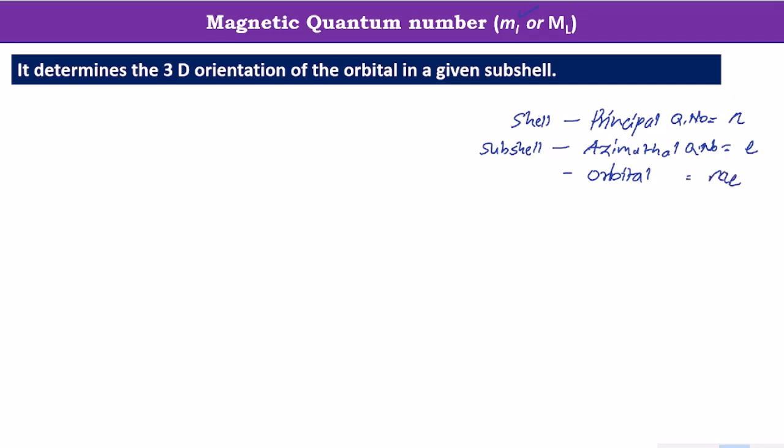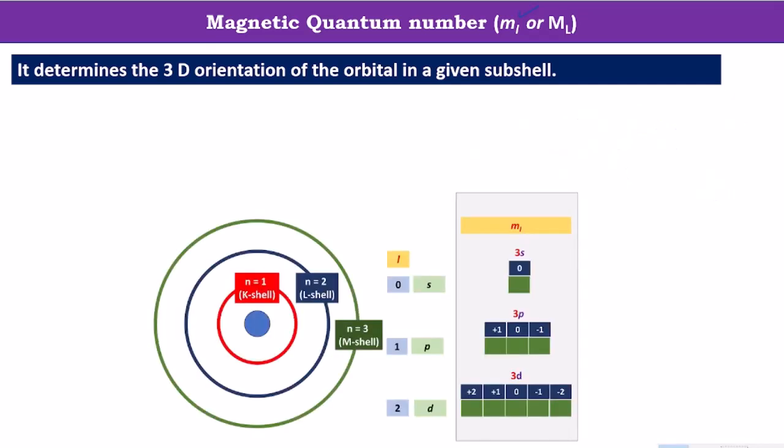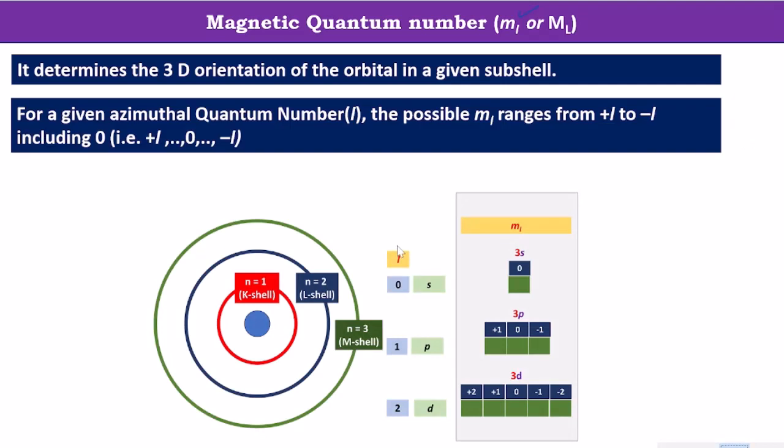So you have to understand, in a subshell there are orbitals, and that orbital's orientation can be represented using these ml values. These ml values are called the magnetic quantum number. Let's understand this concept using this image. From this image, we can say that for a given azimuthal quantum number L, the possible ml values range from plus L to minus L.